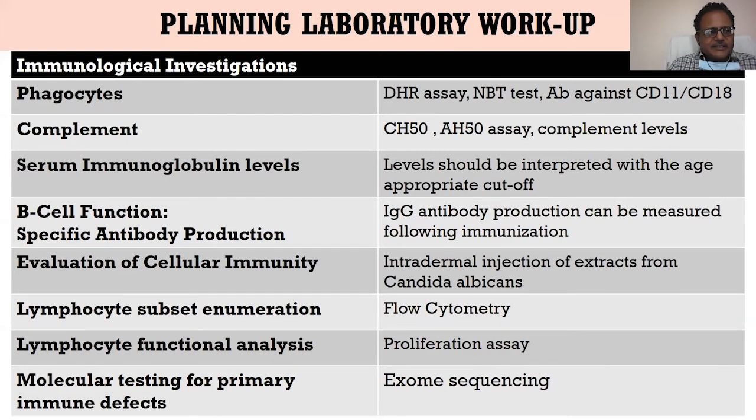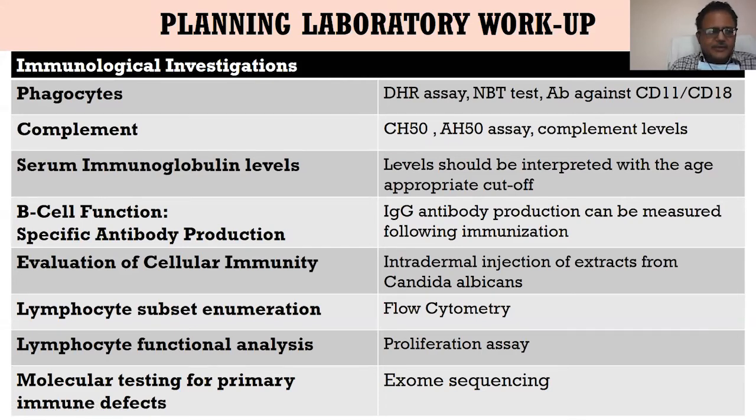The advanced immunological investigations: for phagocytosis, we do what we call a dihydrorhodamine test, or nitroblue tetrazolium test. For complement defects, we measure the complement levels. For immunoglobulins, we measure the various IgG, IgA, IgM levels, and then B cell function comes, these are the levels, and then we come to the function after doing immunization.